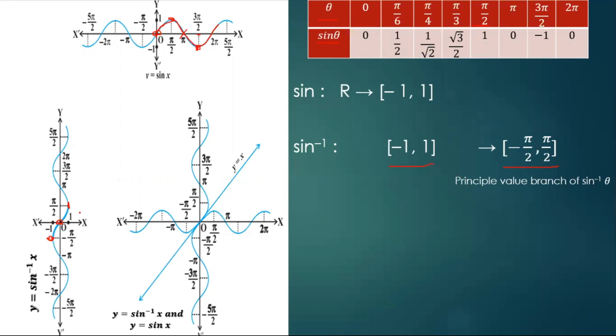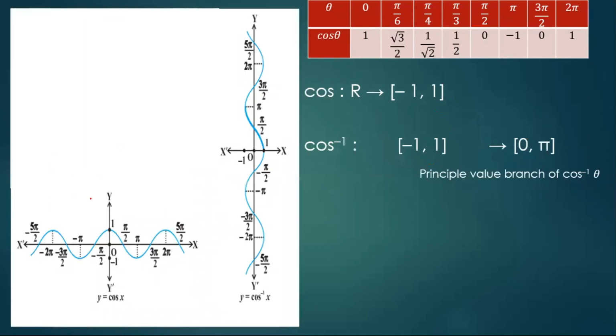Is it clear? And here we have both graphs. This is our sine x and this is our sine inverse x. One line is plotted, that is y equal to x, and that shows that it is a mirror image. Did you notice it's a mirror image? This one's mirror image is on this side. Is it clear? Okay.